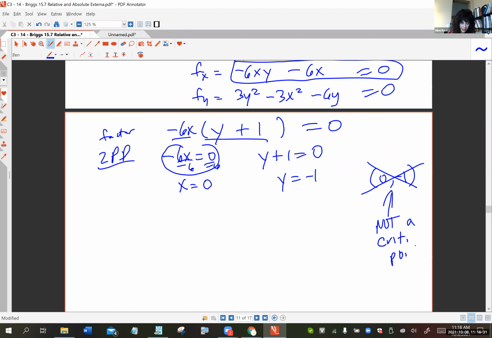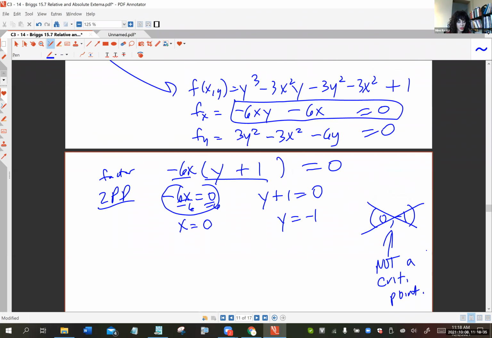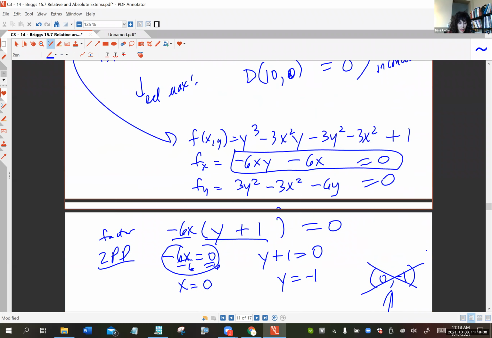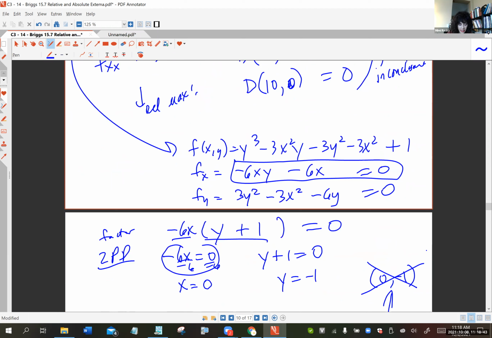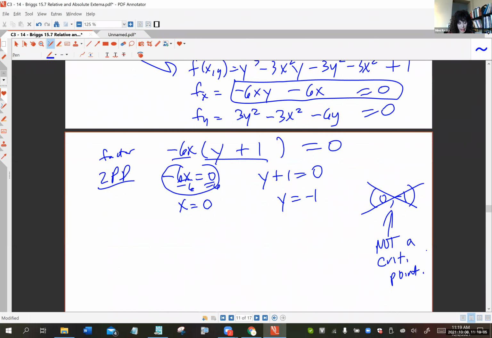Because this point would only make fx equal to 0. You can even try it: plug it into fy, and it's not going to make fy equal to 0. I challenge you to go plug it into fy right now, on the side margin. Your fy is not going to be equal to 0. It's going to equal some other non-zero number. So don't do that. Well, now what?